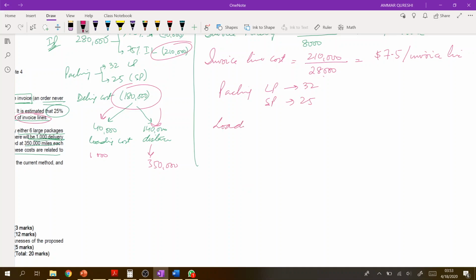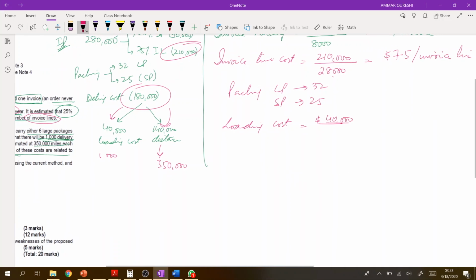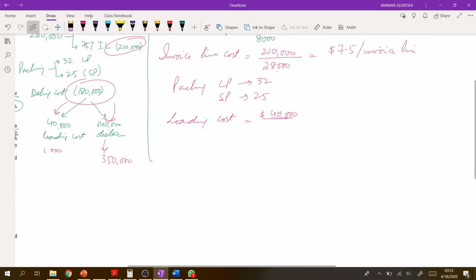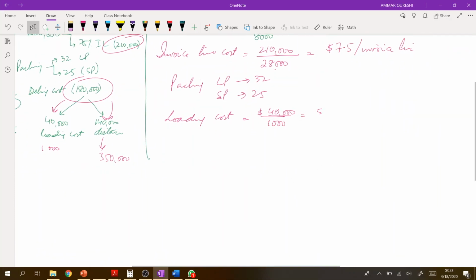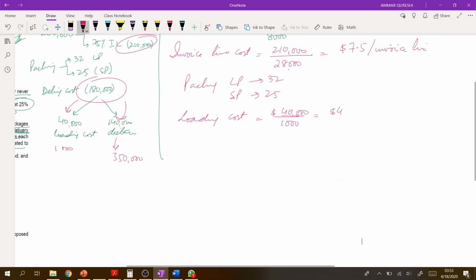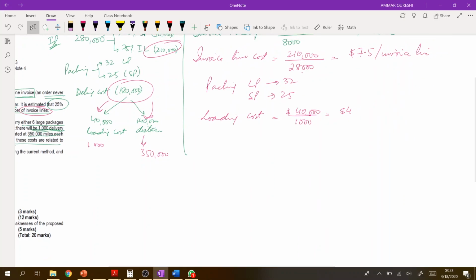Loading cost can be distributed on the basis of 1,000 deliveries. So this will be 40,000 divided by 1,000, which equals 40. This will be $40 per loading, right?